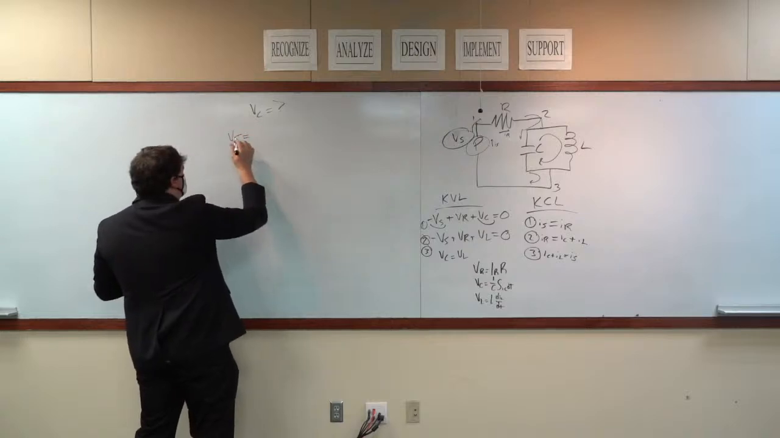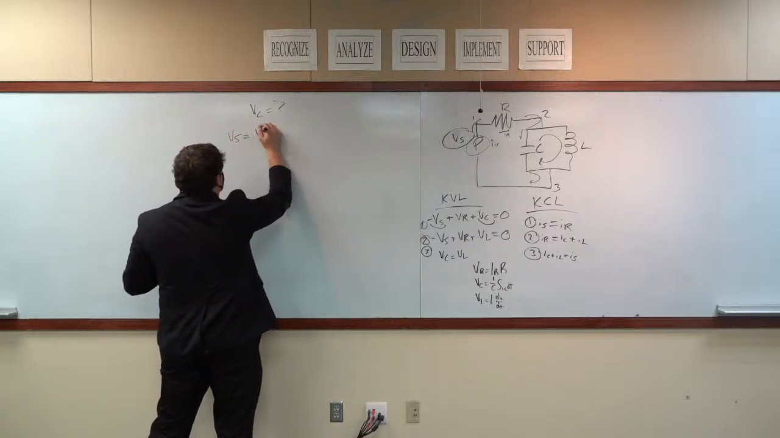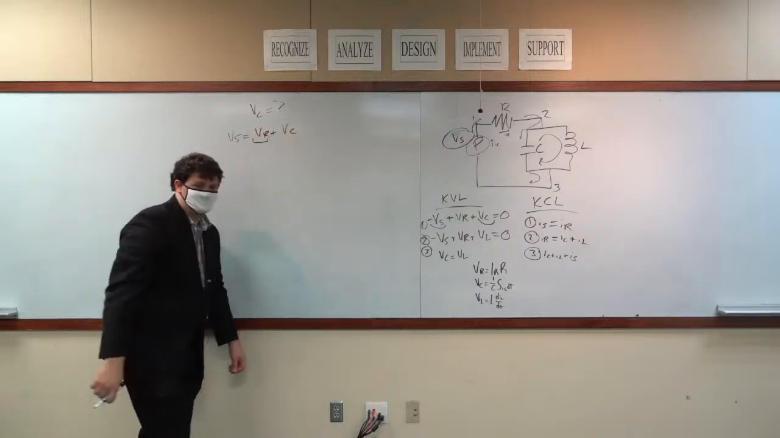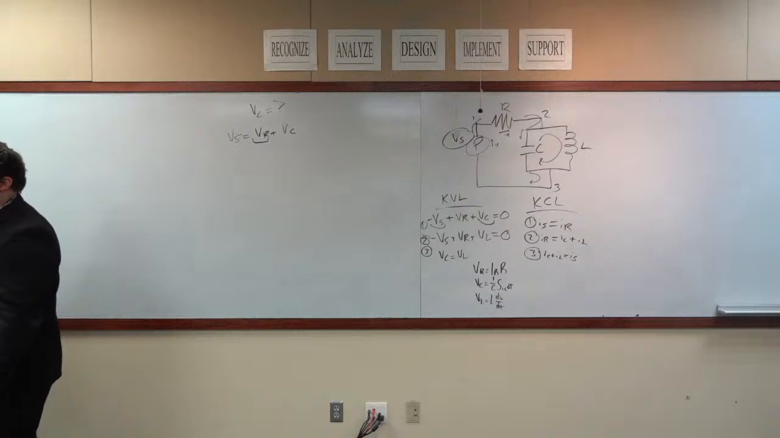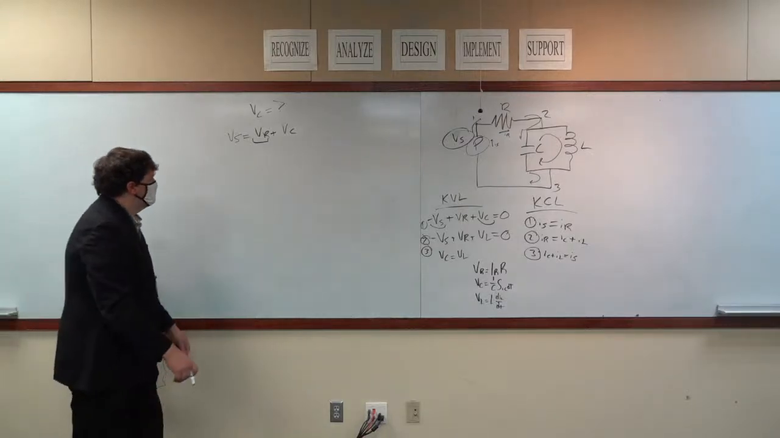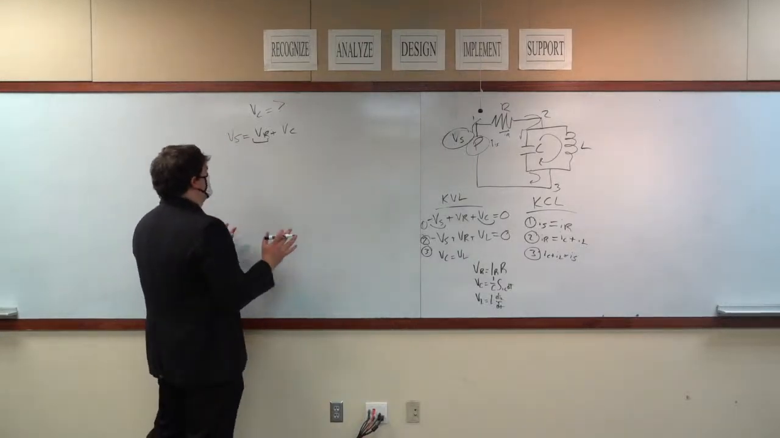This is the right one. VS is equal to VR plus VC. This one we don't want, because it isn't in terms of either the input or output variable. So, what do we do?